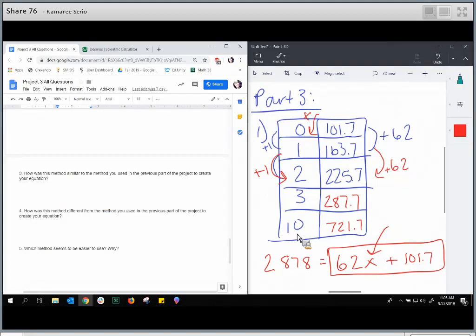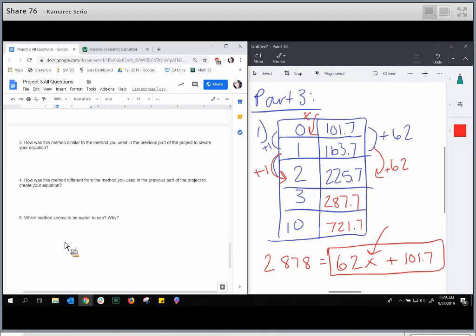Number 3 says, how is this method similar? Well, it's similar because we use the same expression, right? I use the same expression to find values. Number 4, how is it different? Well, for 4, you could say it's different because for the table, I found multiple total distances based off different days, versus the equation, I found the answer right away.